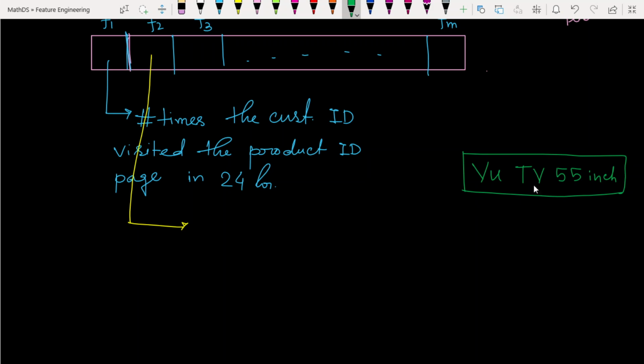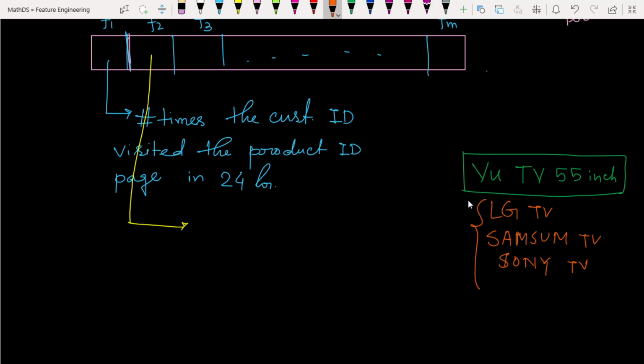So when they have decided to buy, not only have they visited the particular VU TV page, they also visited some related product pages. They have visited related TVs like the LG TV, the Samsung TV, and Sony. These pages they have also visited. So this is also a TV, the related product to this corresponding page. So they decide first.